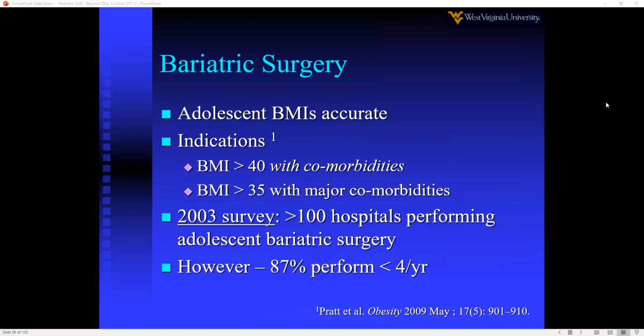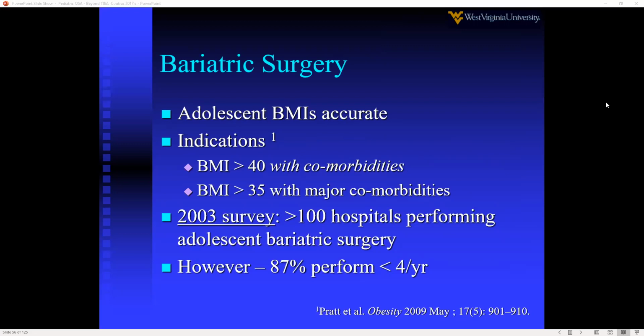In adolescents, there was a survey, and again, I'm sorry I don't have the citation for this, but it showed that maybe there were 100 hospitals in the country performing adolescent bariatric surgery. This was, again, a little dated, but maybe 87% of them perform less than 4 a year. So that's not a lot of great experience.